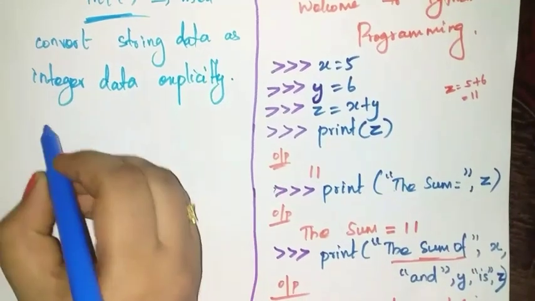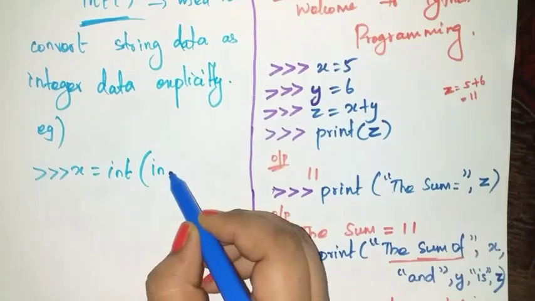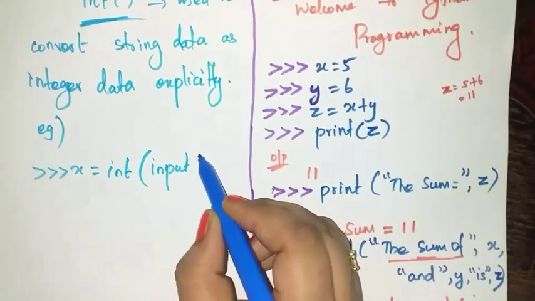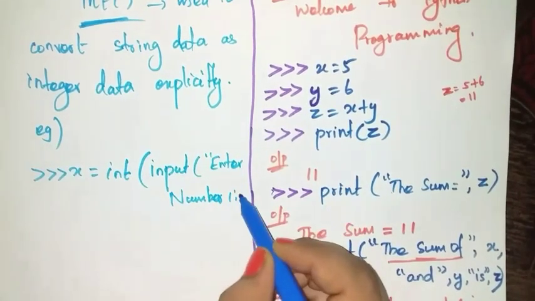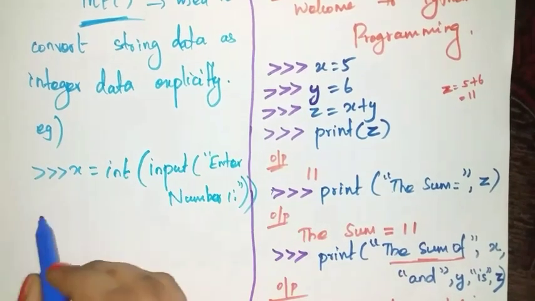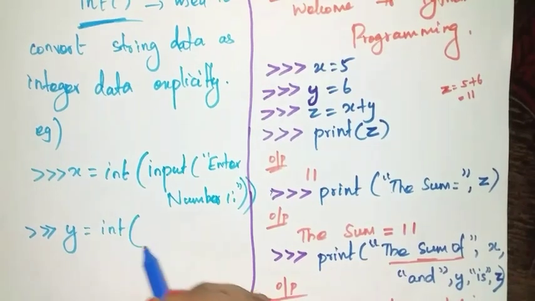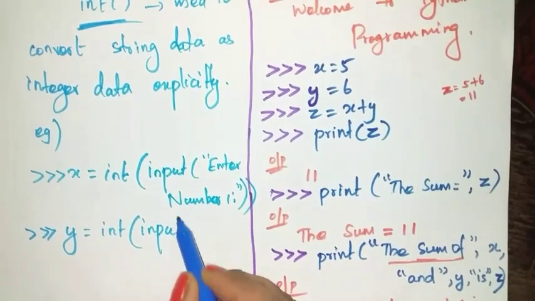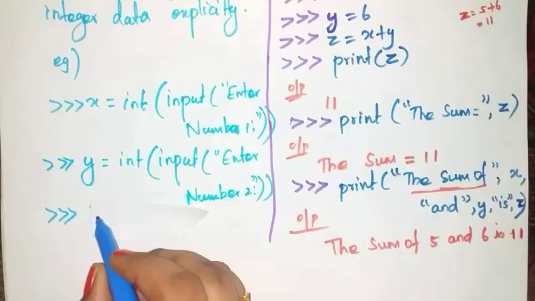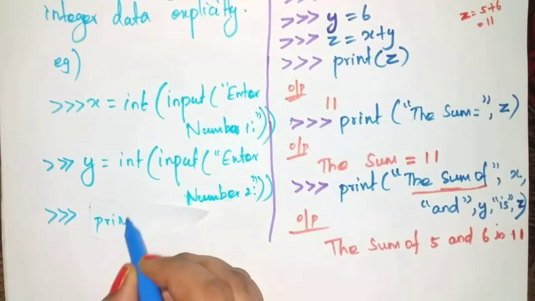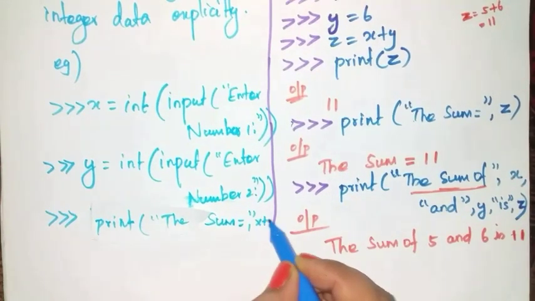See one example. x equal to, this is the variable name. Next, int within parenthesis, input, and write "Enter number 1". And the next variable is y is equal to int, next write input, "Enter number 2". Next, print "the sum equal to", x plus y.